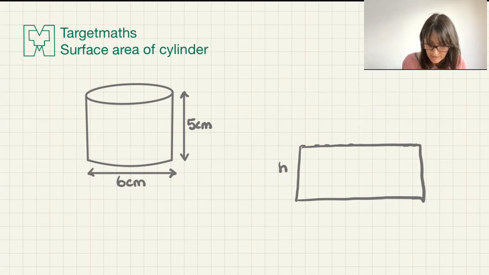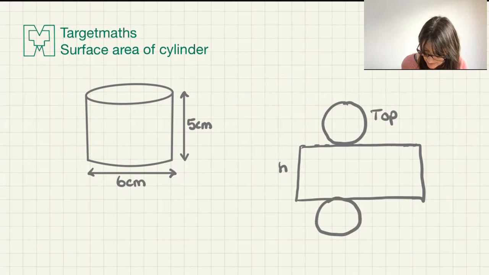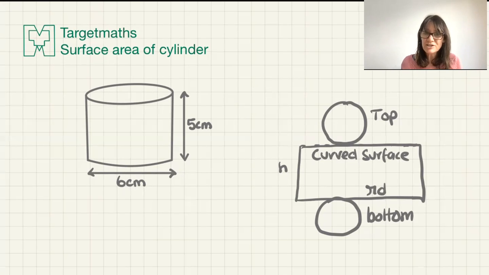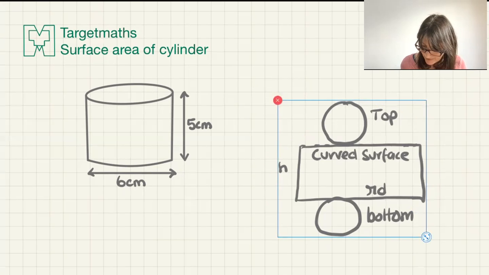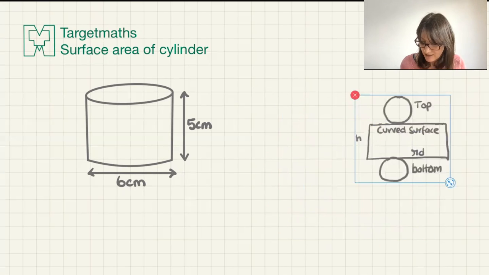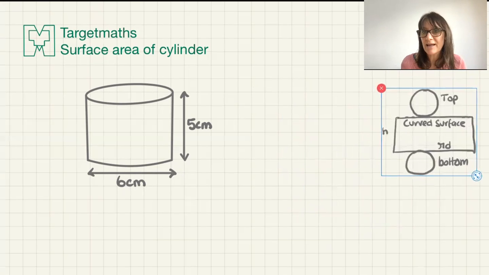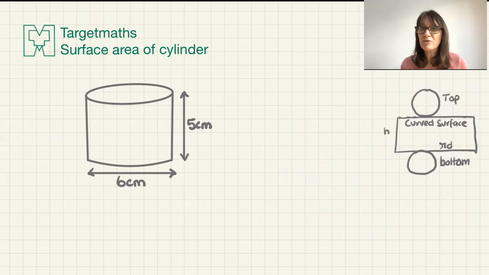All right. So if we look at the net quickly, we've got the circle at the top. We've got the circle at the bottom. And then we've got the curved surface here, which has pi d, the circumference, as one edge and the height as the other. And it's those elements that we're going to be using to solve the problem. So let's just keep that as a go-to key. All right, let's put it there. There we go.